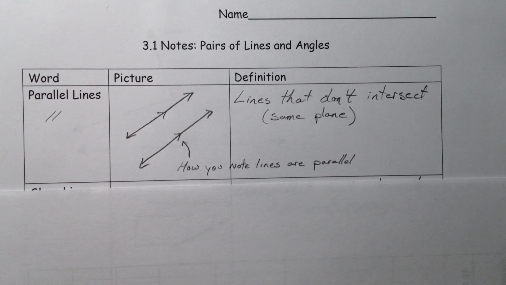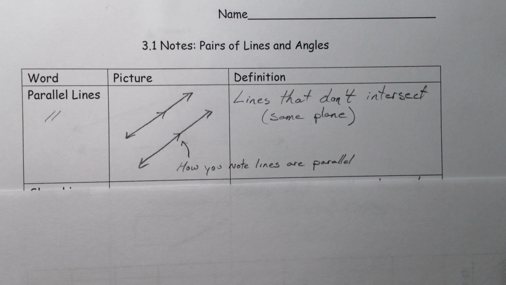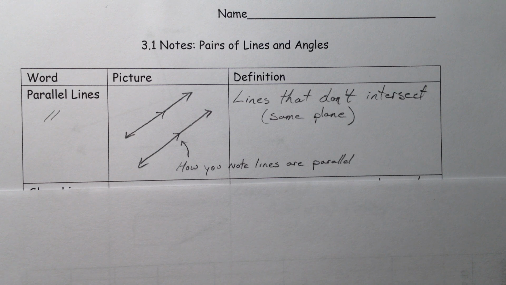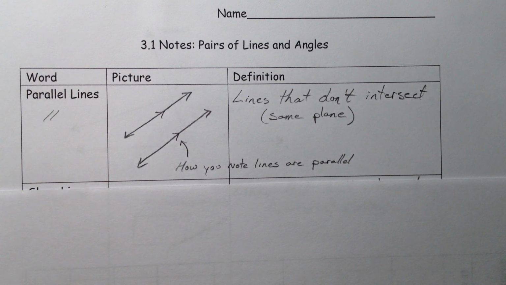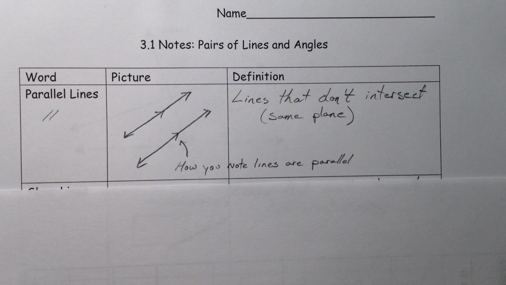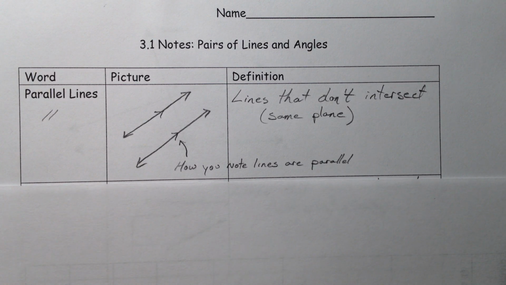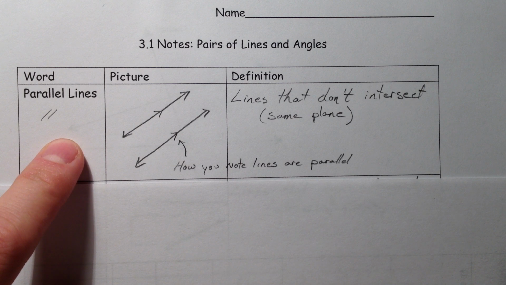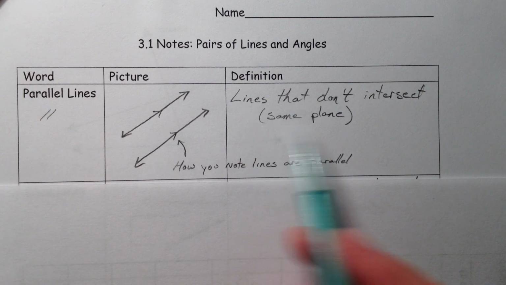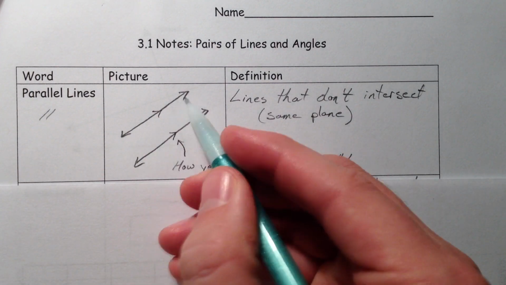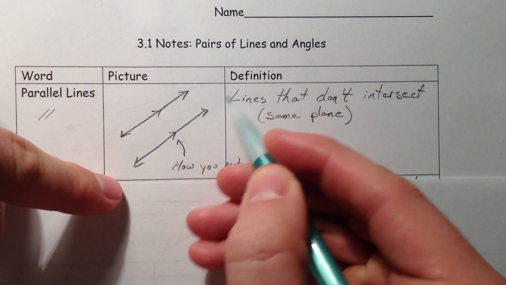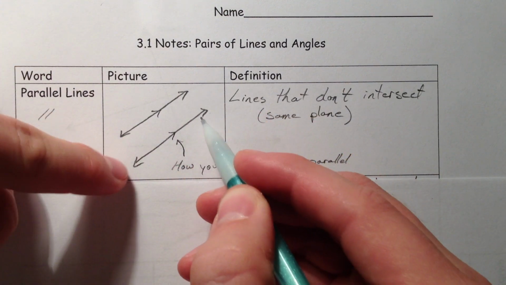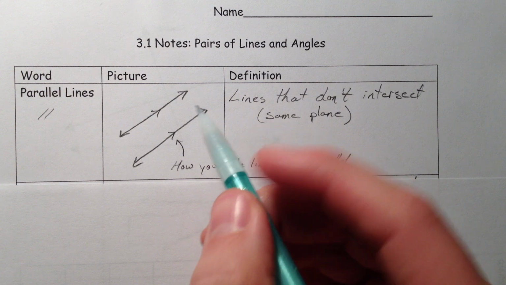All right. We're going to start off today talking about a few definitions before we get into some specific new angles that we want to talk about when lines intersect. And so a big thing we're going to talk about in this unit are parallel lines. Now, hopefully you already know what these are, but they're lines that don't intersect. They'll look like this because if they keep on going, these lines will never, ever, ever cross.